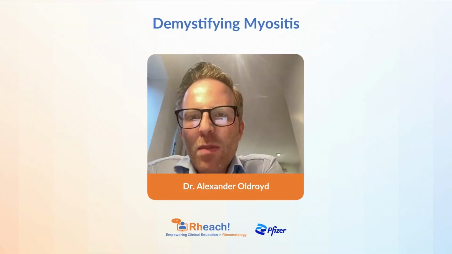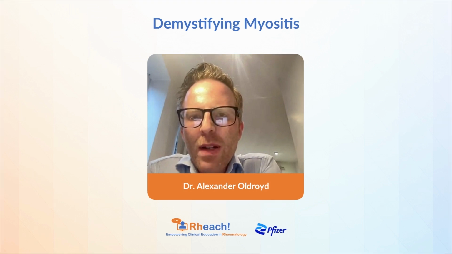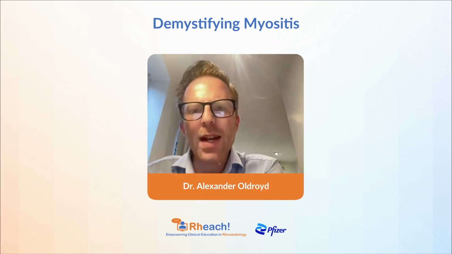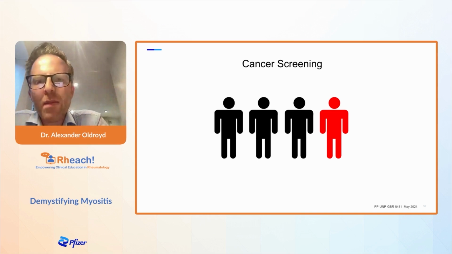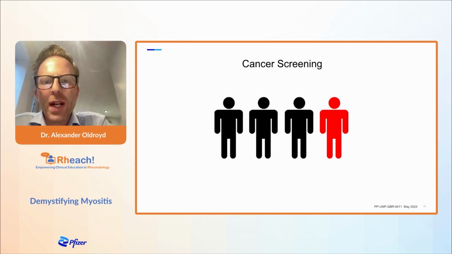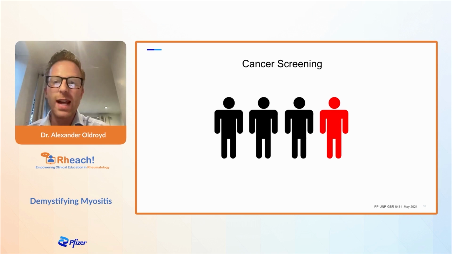So I'm going to talk about cancer screening and start by saying that around 1 in 4 adults with IIM develop cancer. And strangely, this is in the 3 years before or after IIM onset. Outside that time, people with IIM have a risk of cancer similar to the general population. And this is really any cancer.